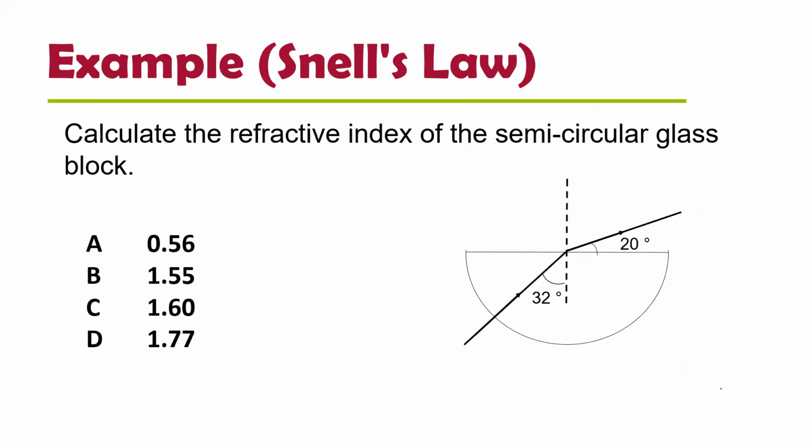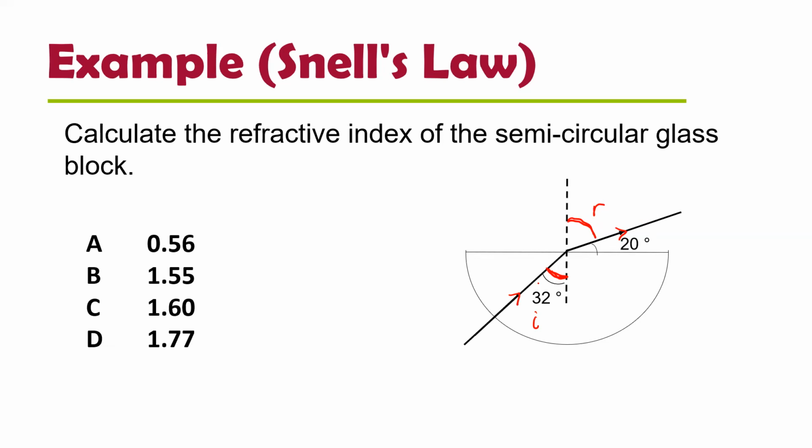Next, calculate the refractive index of the semicircular glass. Again, I mark up my angles. The angle that I'm interested in is between the ray and the normal. Take note that my angle of incidence is over here because my arrow is going here. The one that comes out is the one that gets bent. This is my refracted ray. So this is I, this is R. My I is 32, R is unknown. Okay, R is actually known now: it's 90 minus 20, 70 degrees.